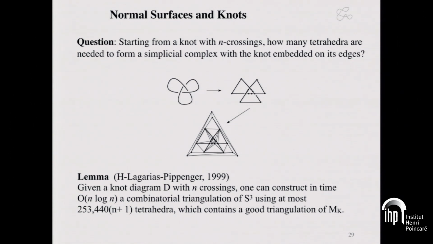But in this kind of triangulation, you can't take a regular neighborhood of that boundary circle. So we want to be able to take regular neighborhoods of curves on the boundary. So we had to do some more subdivision.